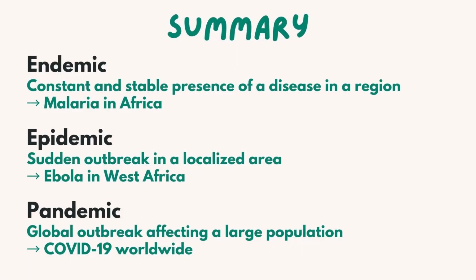Now, let's summarize. An endemic is a constant and stable presence of a disease in a region. For example here, malaria in Africa. An epidemic is a sudden outbreak in a localized area. For example, Ebola in 2014 to 2016 in West Africa. And a pandemic is a global outbreak affecting a large population. For example, the COVID-19, which was worldwide.